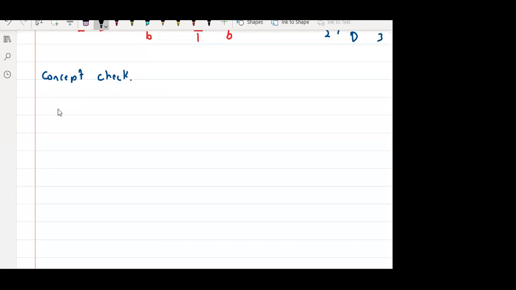Suppose I have a problem like this: 3 by 2 divided by 5 by 4. Convert this into a proper fraction. Everyone, try to write it step by step. Kartik, tell me, what's the answer?